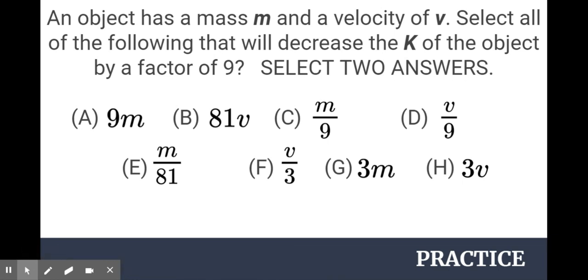So the correct answer is C and F. If we take the mass and divide it by 9, that would decrease our kinetic energy by a factor of 9. Also, if we cut our velocity by a third, by dividing it by 3, that also would cause a decrease in kinetic energy by a factor of 9.